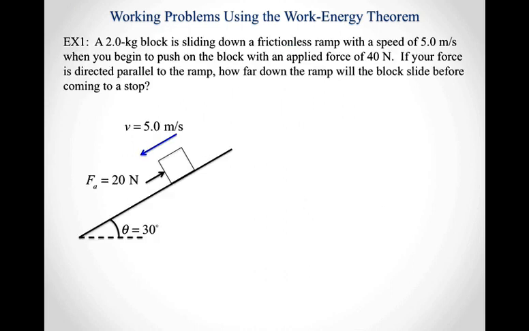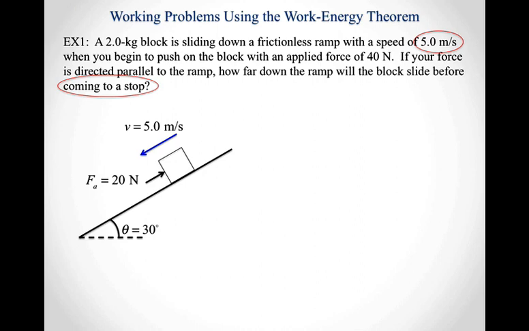So here's an example where what we're told is we've got a 2 kilogram block. It's sliding down a frictionless ramp with a speed of 5 meters per second when you begin to push on the block with an applied force of 40 newtons. If your force is directed parallel to the ramp, how far down the ramp will the block slide before coming to a stop?